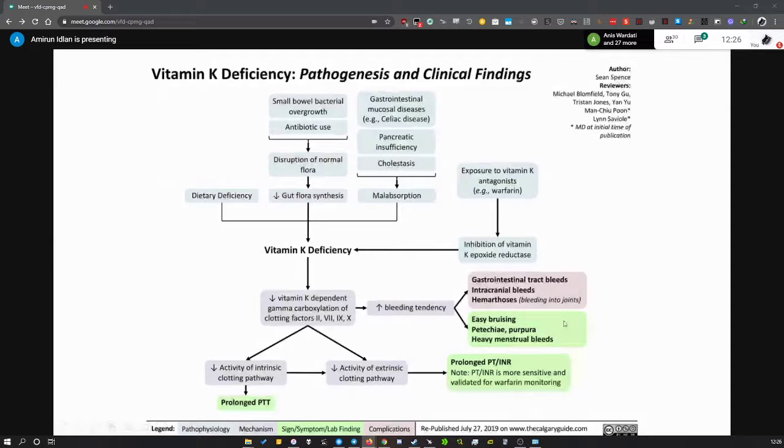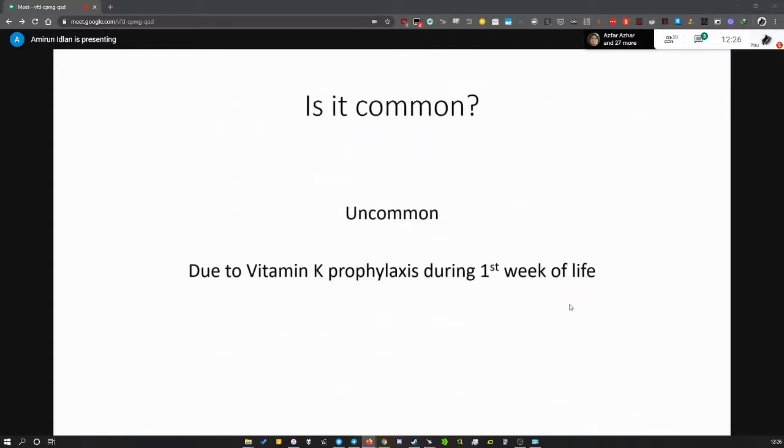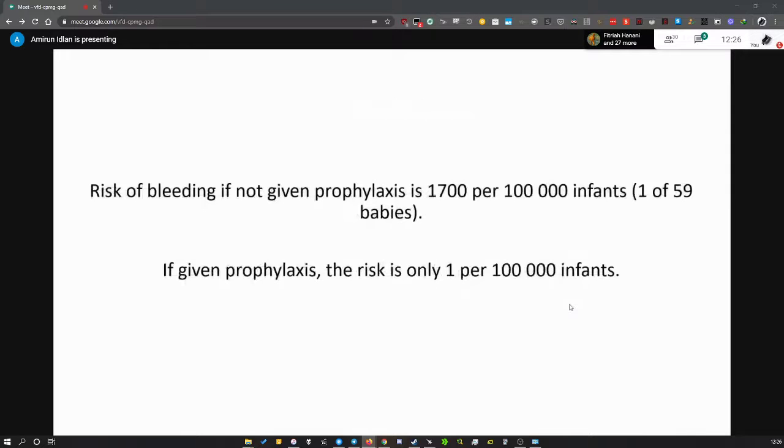So later I will talk about the clinical presentations. Next, epidemiologically, this is why vitamin K deficiency bleeding is currently uncommon, because now we have vitamin K prophylaxis given during the first week of life or at birth. From Medscape, the risk of bleeding when prophylaxis is not given is about 1,700 per 100,000 infants, which is 1 of 59 babies. However, when we give vitamin K prophylaxis, the risk is only 1 per 100,000. That's why it's very important to give vitamin K prophylaxis at birth.